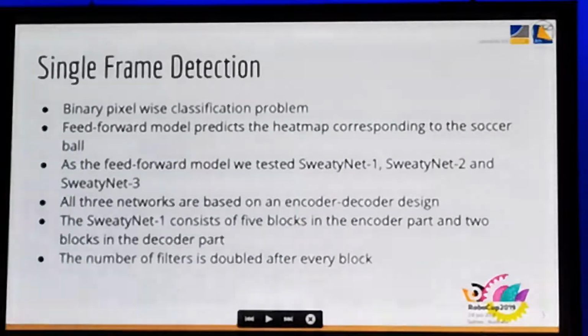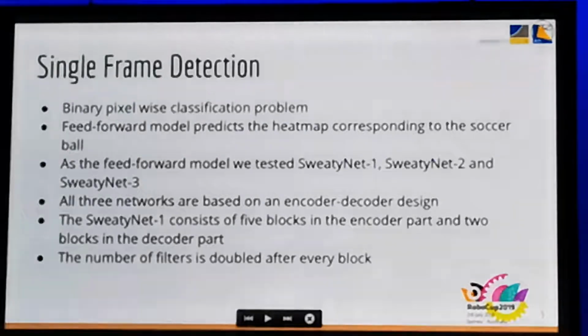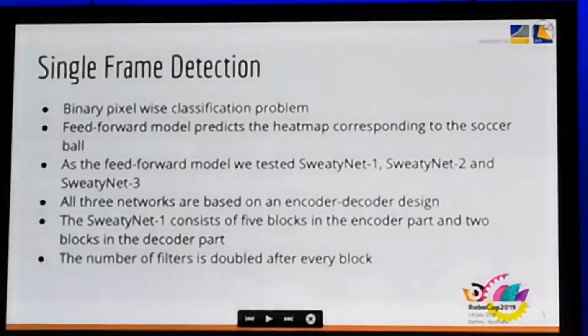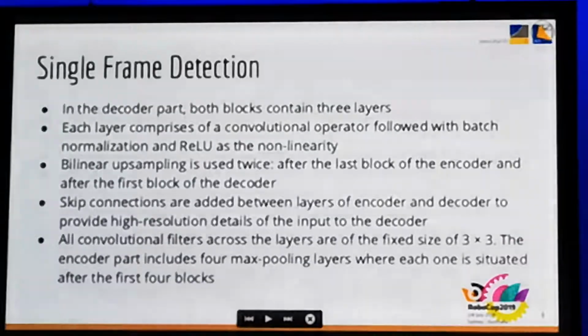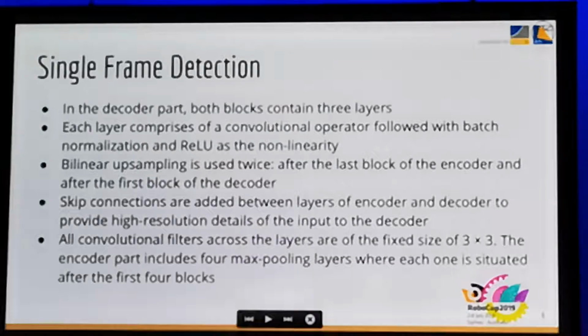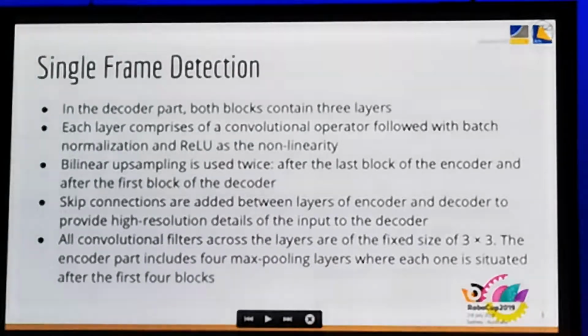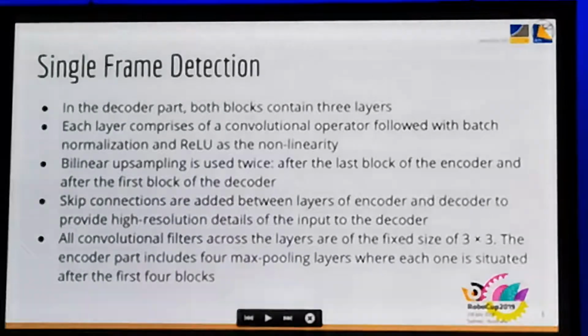We tested SweatyNet 1, SweatyNet 2, and SweatyNet 3. All three networks are based on encoder-decoder design. They have some modifications to have fewer parameters. SweatyNet 1 consists of 5 blocks in the encoder part and 2 blocks in the decoder part. The number of filters is doubled after every block. In the decoder part, both blocks contain 3 layers. Each layer contains a convolutional operation followed by batch norm and ReLU.